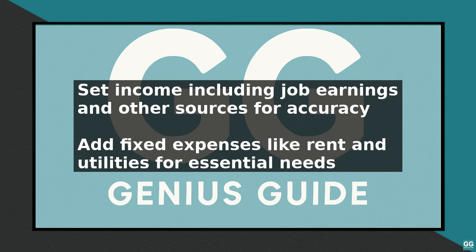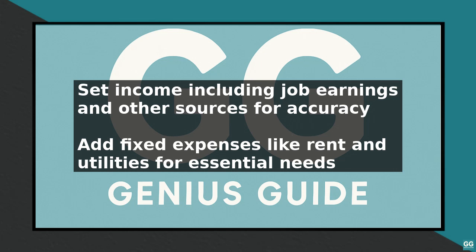Step 2 is to add your fixed expenses, such as rent, utilities, and loan payments. These are the essential expenses that you need to pay every month. Step 3 is to add your variable expenses, such as groceries, entertainment, and travel. These expenses can vary from month to month, so be sure to track them carefully.